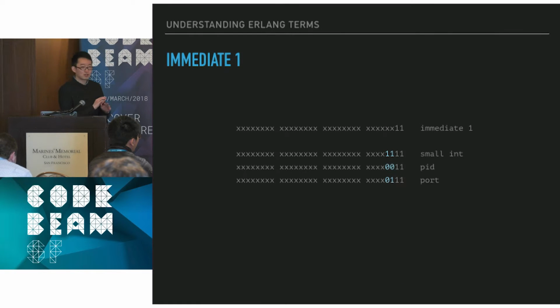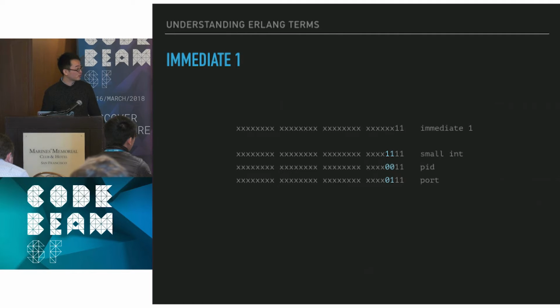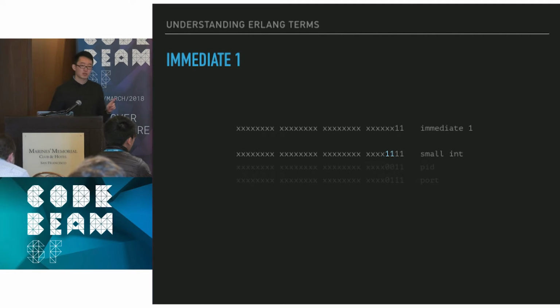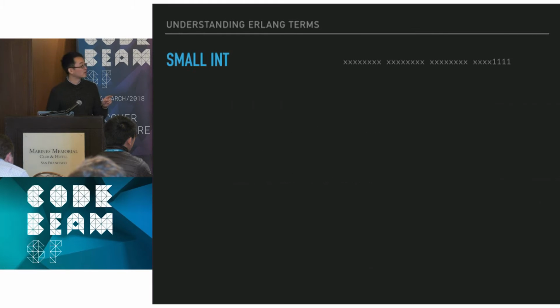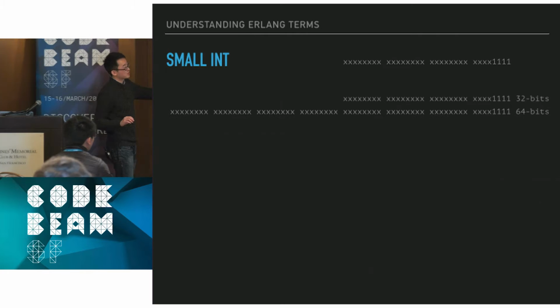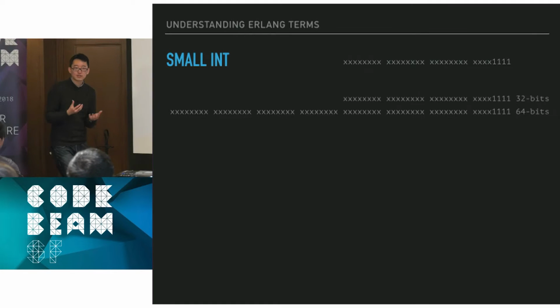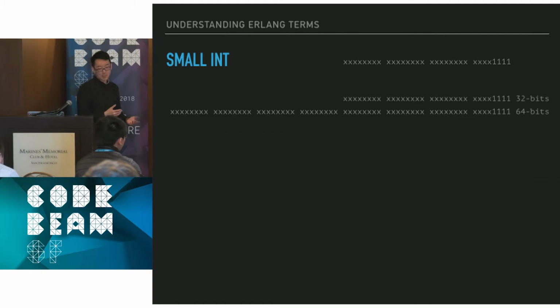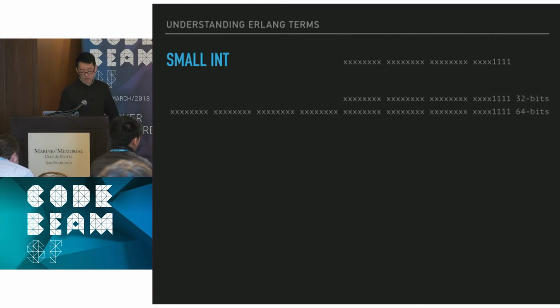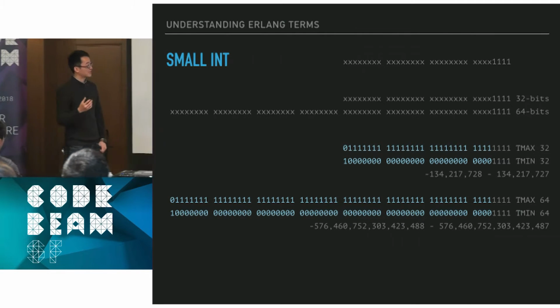I'm not going through everything because it's boring, so I'm just going to show a few examples. For example, the small integers will start with 1, 1, 1, 1. As you can see, on a 32-bit machine, we have 1, 1, 1, 1 reserved. All the X part means the actual data part. You can put your actual number in those parts, so the limitation here is easy to understand.